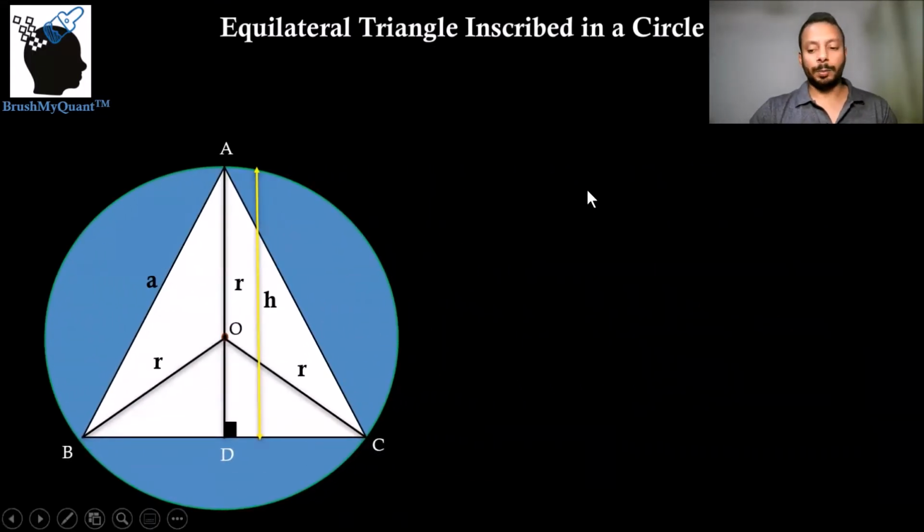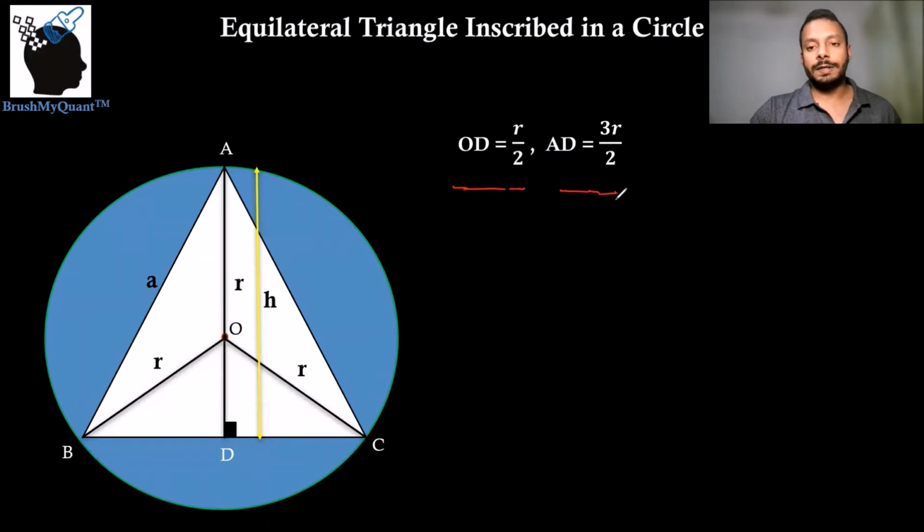Now let's look at other properties. OD is equal to R by 2 and AD is equal to 3R by 2. So OD is this part and AD is the length of the perpendicular from A to BC. Now let's focus on triangle OBD. In this one, we know that this angle is 30 degrees, this is 90 and this is 60 degrees. So this becomes a 30, 60, 90 triangle.